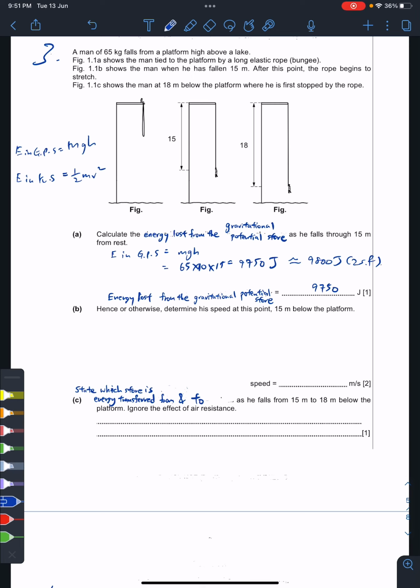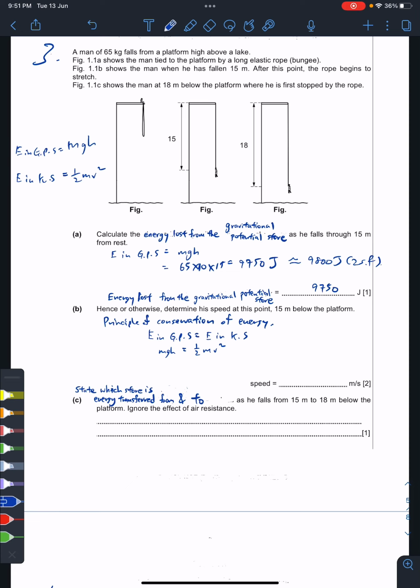Next one, hence or otherwise determine the speed. So this is using your principle of conservation of energy, which is what? You cannot destroy energy, you cannot create energy, you can only convert. Principle of conservation of energy. Basically, your energy in your GPS equals the energy in KS. So mgh equals half mv squared.